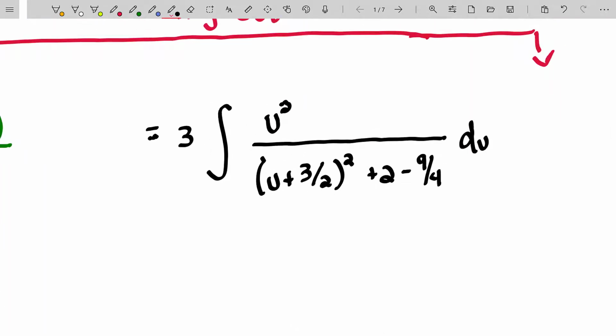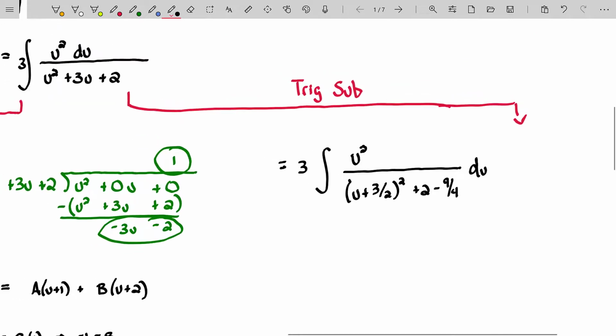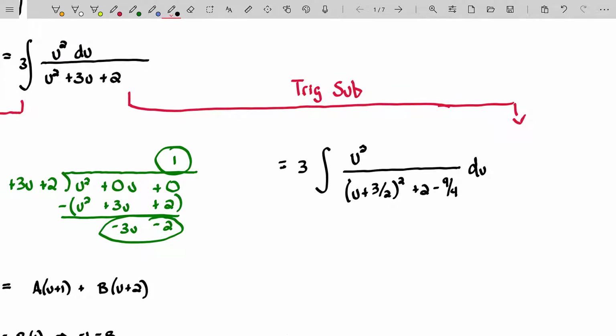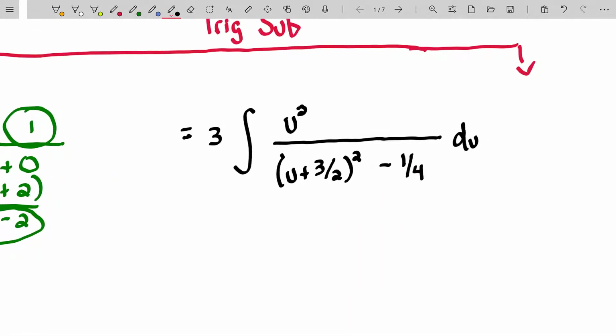Oh, I forgot my du. So that is something that you might have to contend with. 2 minus 9/4 is negative 1/4, so I might as well write that in there. But if you wanted to do this, you're more than welcome to.